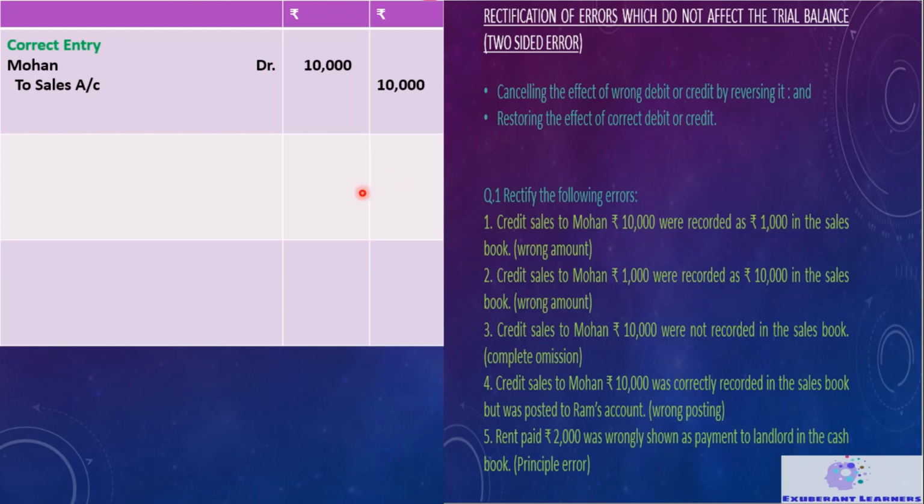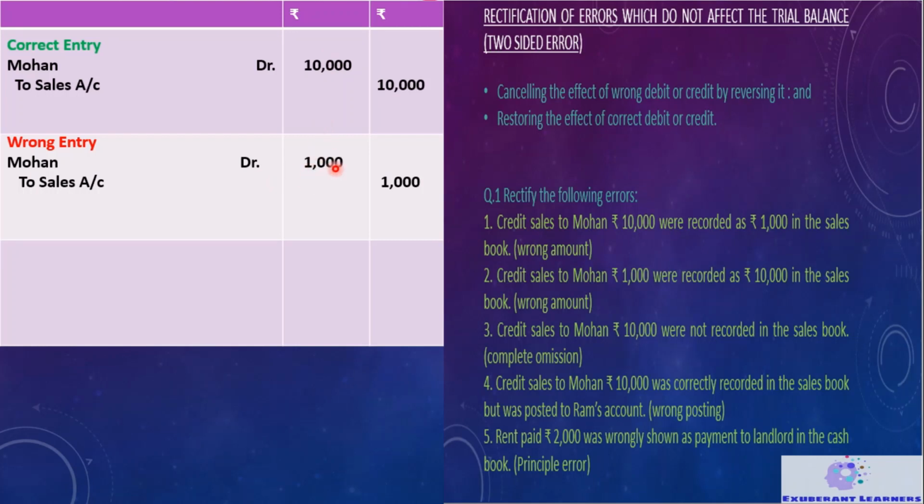What we did wrong here is that we have written the same entry, Mohan to sales account, but the amount is recorded wrong. Only 1,000 is recorded instead of 10,000. So let's have a look at how to rectify this, cancelling the effect of the wrong debit and credit side. Here the debit and credit is correct. Mohan is debited, and in the wrong entry also debited. Sales account is credited, and in the wrong entry also credited. The only mistake is regarding the amount.